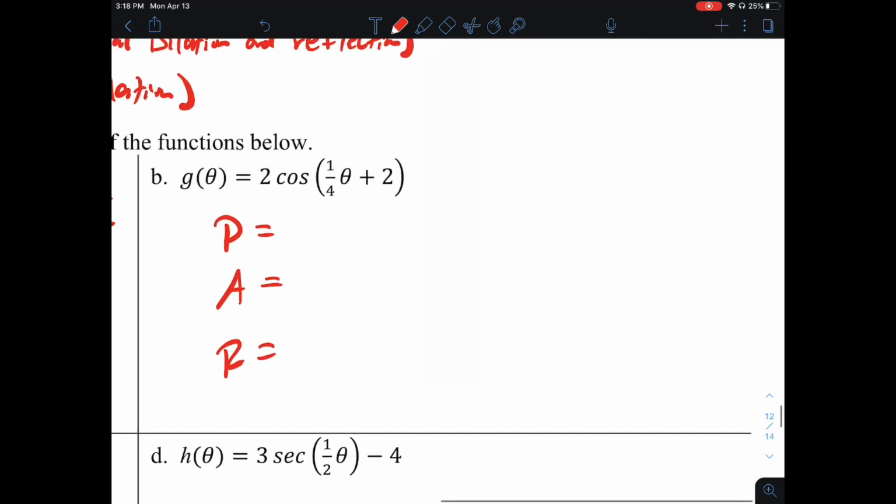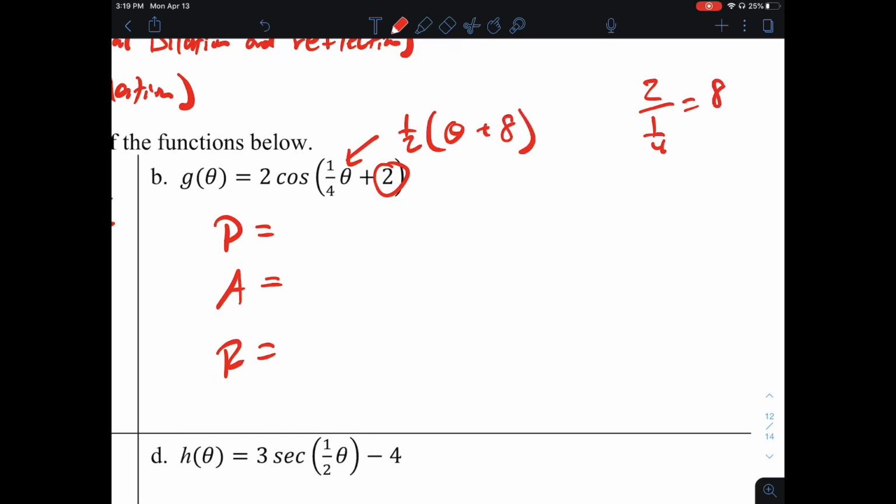B, I don't like this written this way, so I'm going to write it as, if I divide this by pi over 4, or divide by 1/4, that's going to be the same thing as 8. No, it's not a half. Sorry, this is a 1/4. Yeah, which does make that an 8.